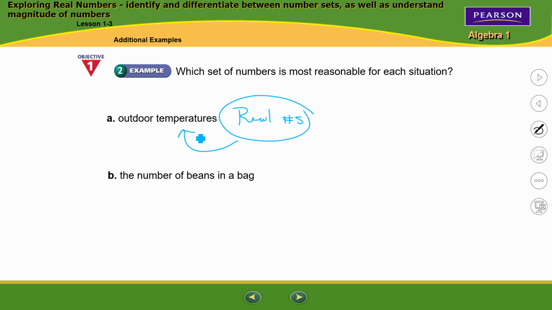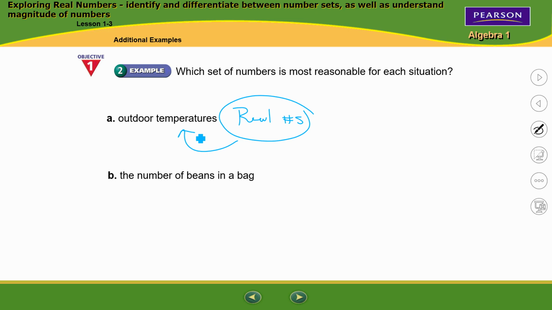What about the number of beans in a bag? Well, if I'm looking at beans in a bag, which I don't know why you would do that, but if I was, I would probably be able to count how many beans were in that bag, unless there were a ridiculous number of beans in the bag. But anyway, beans in a bag, you could count them, so you got to start asking yourself, do whole numbers make sense? 0, 1, 2, 3, 4, 5. I think it does. Do real numbers make sense?